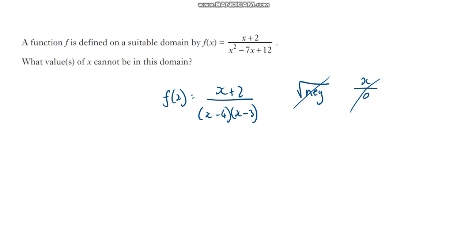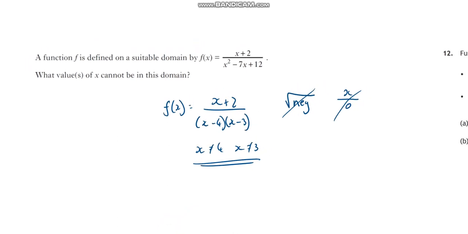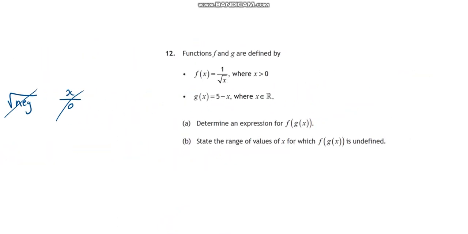So for this one, I'd be saying I can't cancel anything out, so there's no square root. All I'm saying is, well, x cannot be equal to 4, and x cannot be equal to 3. Those two numbers in the bottom are going to give me a 0, which means the function is divided by 0, which means it wouldn't work. And it's as simple as that. So you're trying to think of values that break your equations when you're thinking of your domain.